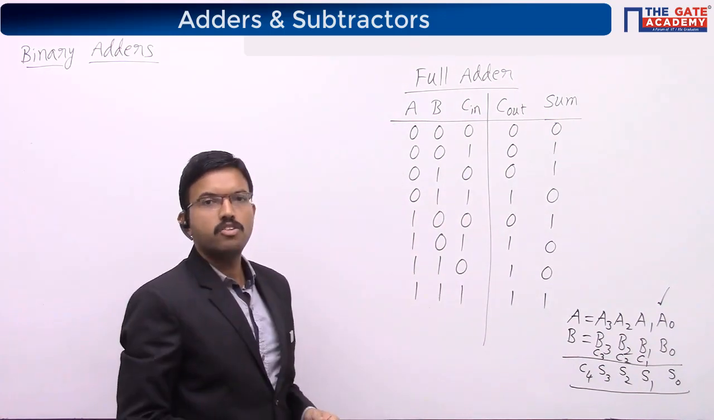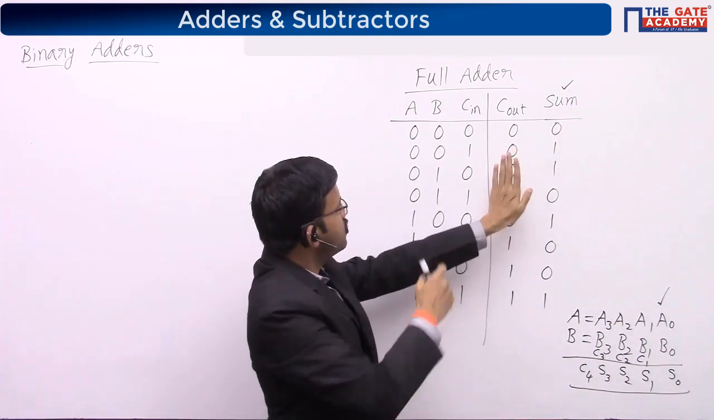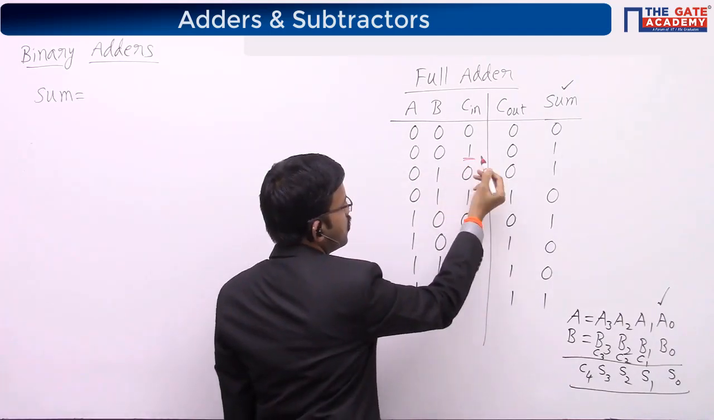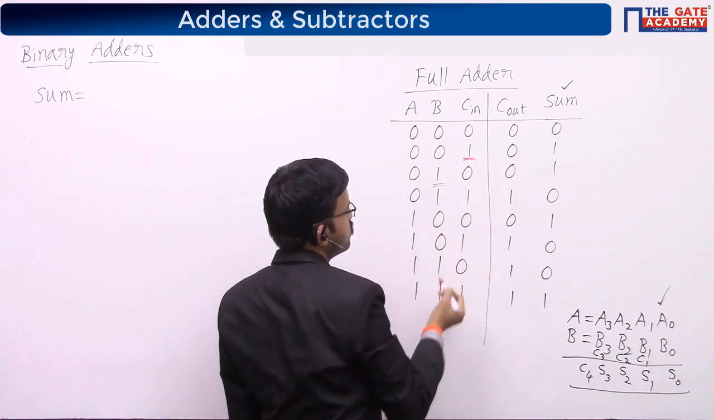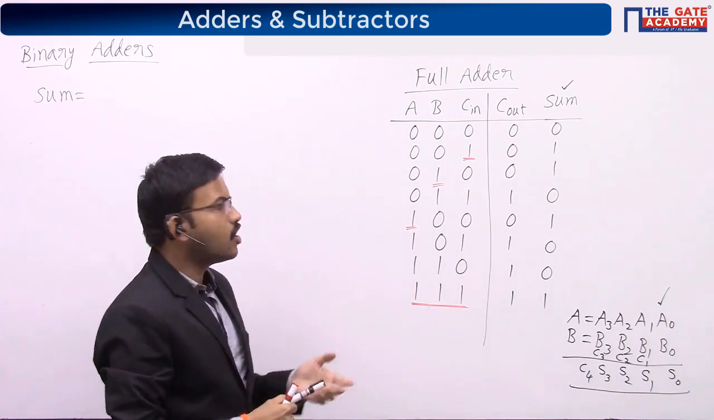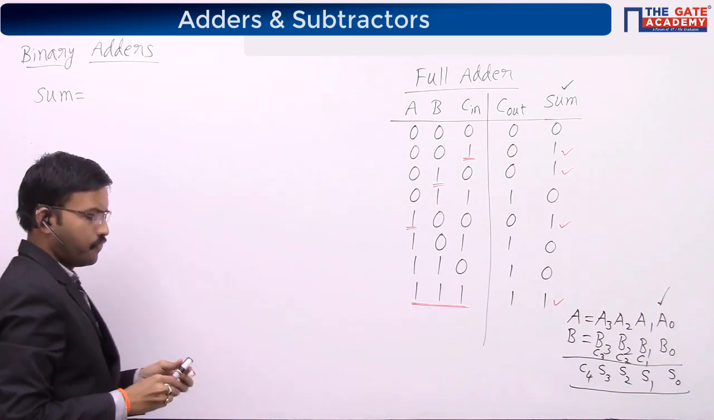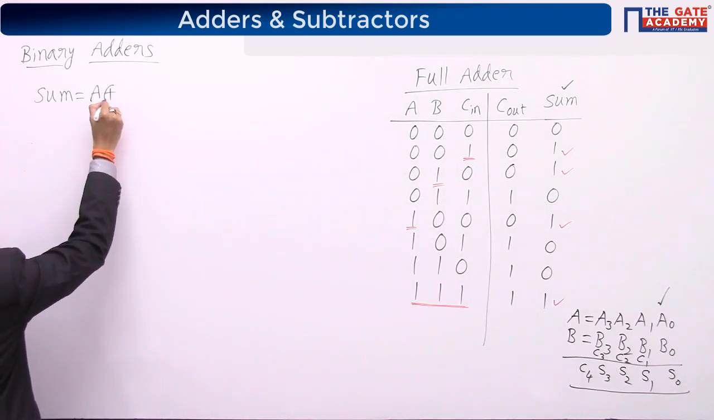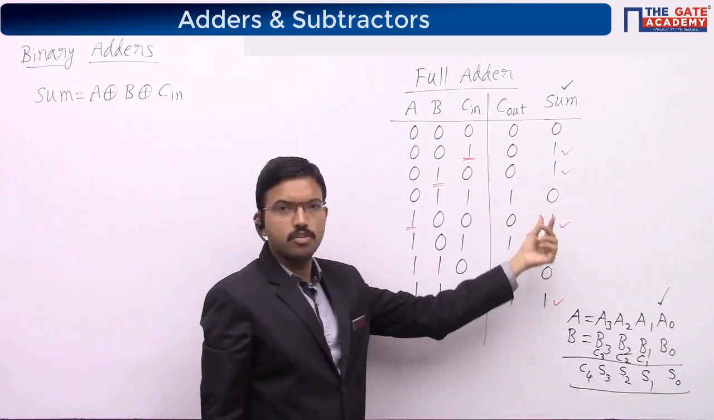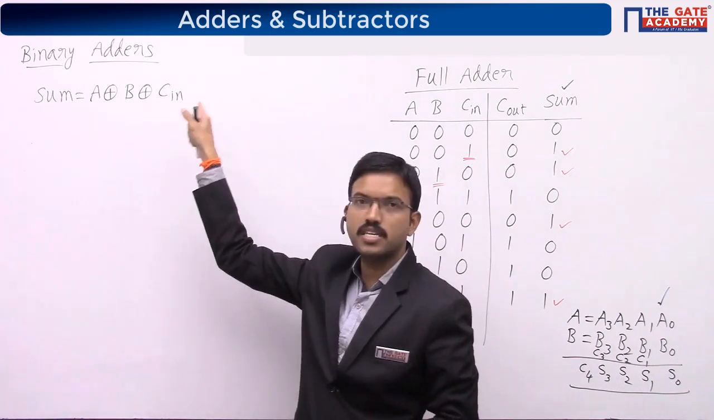Both are the same. Now just observe the inputs and observe the sum column. How can we write the sum expression? See here, the number of ones is 1. Here the number of ones is 1. Here also 1. Here 3. The number of ones is 3. For those combinations of inputs, I am getting sum output as 1. Yes, exclusive OR gate, right? Sum equal to A exclusive OR B exclusive OR C in. When you are having an odd number of ones at the input, if you are getting output as 1, that is nothing but exclusive OR. So we can directly write Sum equal to A XOR B XOR C in.